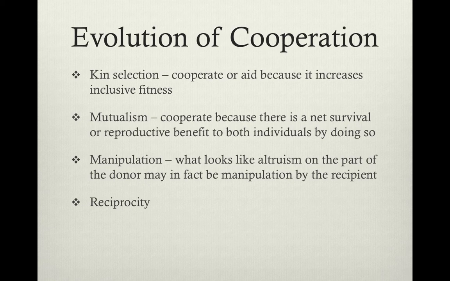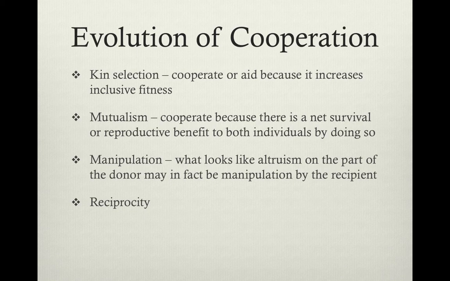We can also see cases where there's manipulation. This is where it appears that the donor is engaging in altruism, but in reality, it's the recipient that's manipulating their relationship. And so this is that example with brood parasitism, that we haven't seen evolution favor the development of a mechanism that allows these birds that are parasitized to recognize their own offspring versus the offspring of the bird who's parasitizing them. And so it's really the brown-headed cowbirds and the cuckoos who are manipulating the behavior and kind of co-opting and taking advantage of the behavior of the species in whose nests they lay their eggs.